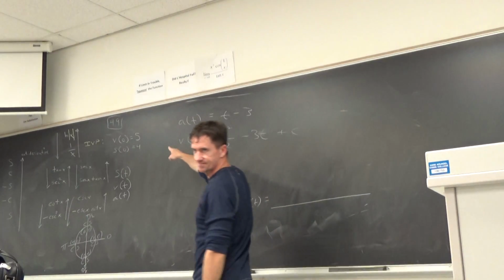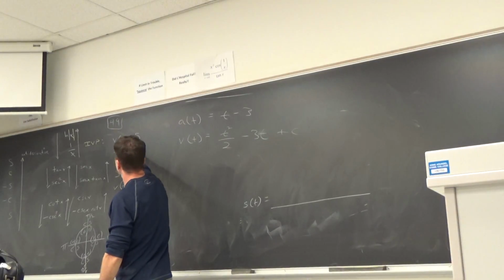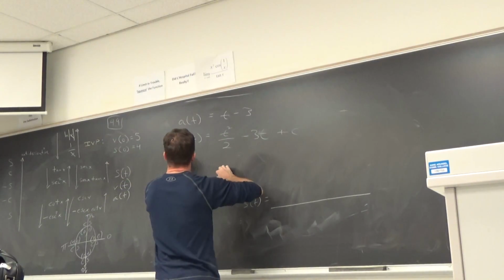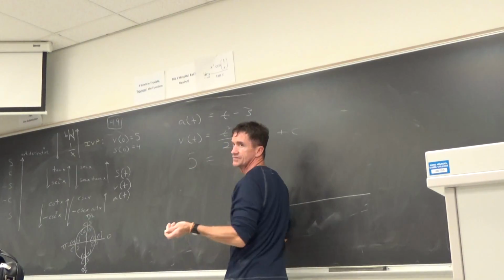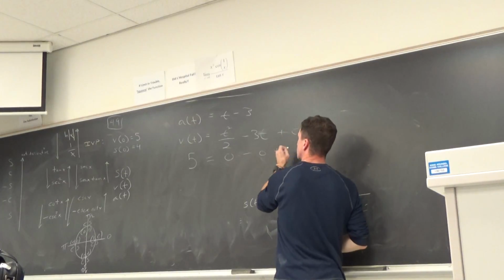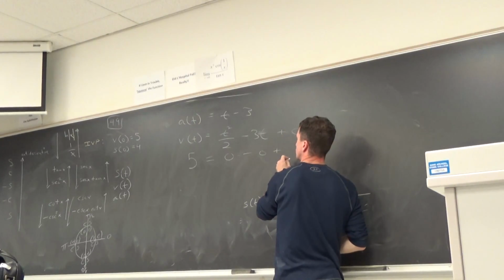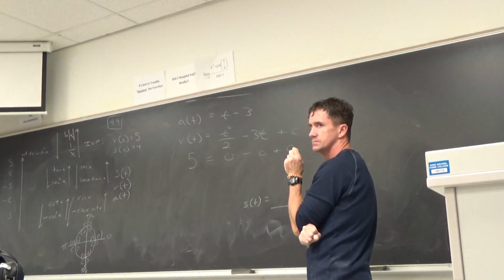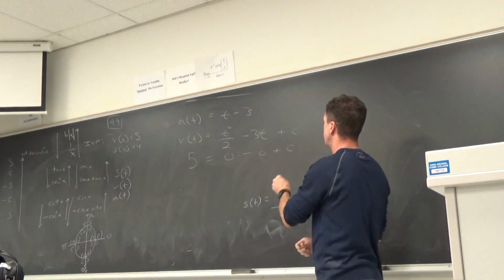They gave us something. I need this one, so the 5 goes here. I love zeros. What's 0 squared? 0. 3 times 0 is 0. So it's C plus 5. C is 5.